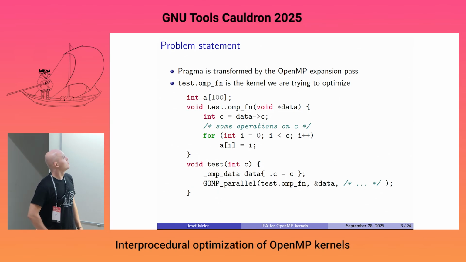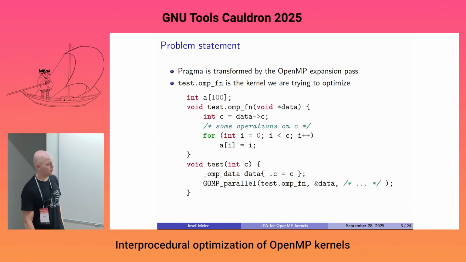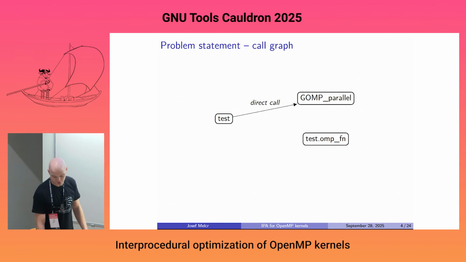Now, we are interested in IPA, so let's look at the call graph. What does it look like? This is what it looks like. The function test is calling gomp parallel. However, the kernel itself doesn't have a call site, which is an issue. Where is this call site?